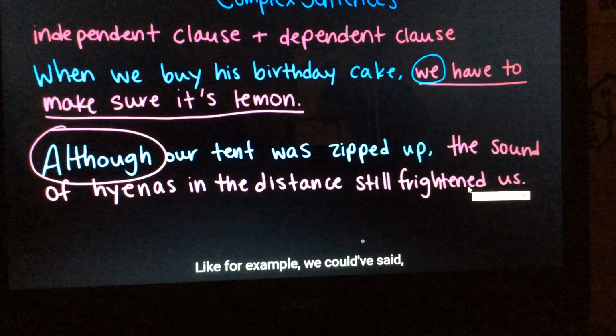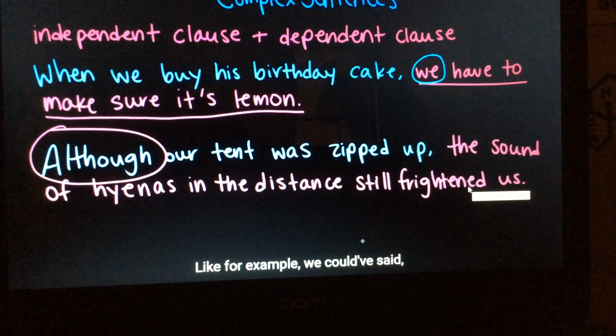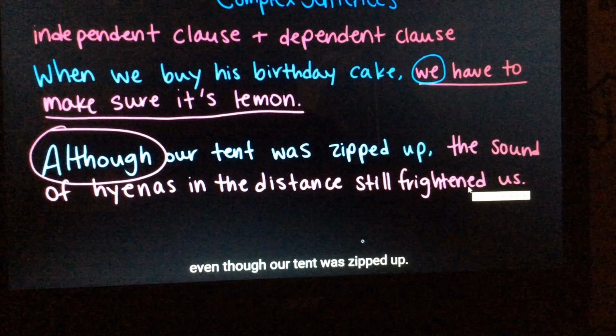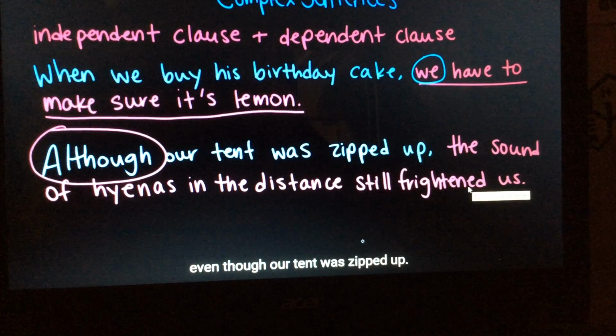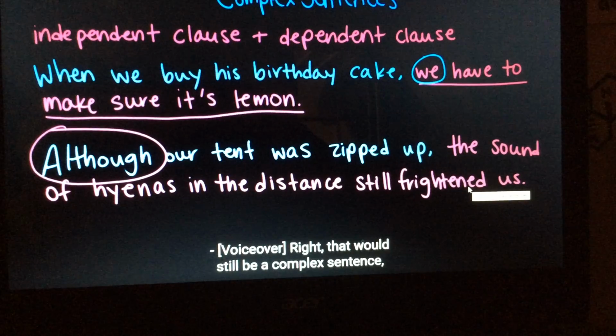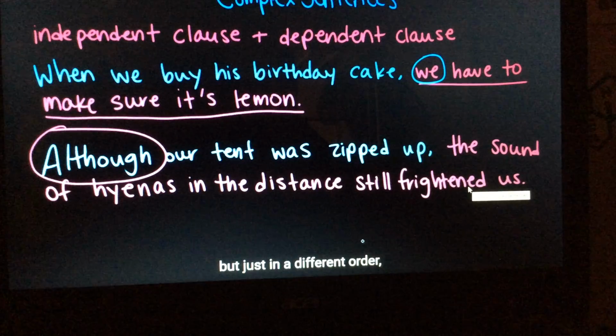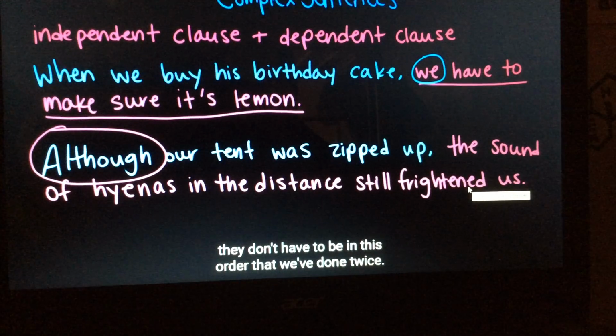Like, for example, we could have said, the sound of hyenas in the distance frightened us even though our tent was zipped up. Right. That would still be a complex sentence. It would be an independent clause and a dependent clause, but just in a different order. They don't have to be in this order that we've done twice.